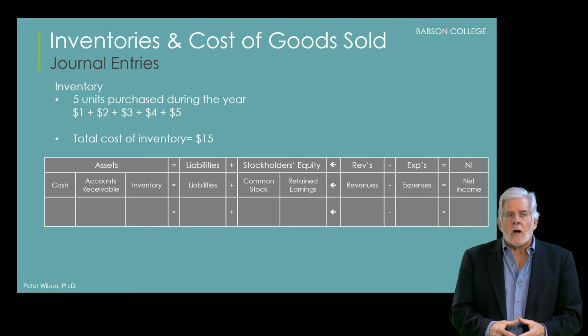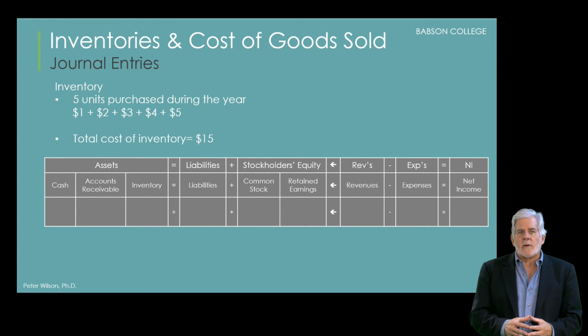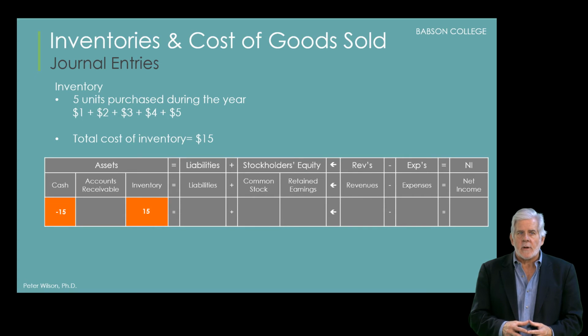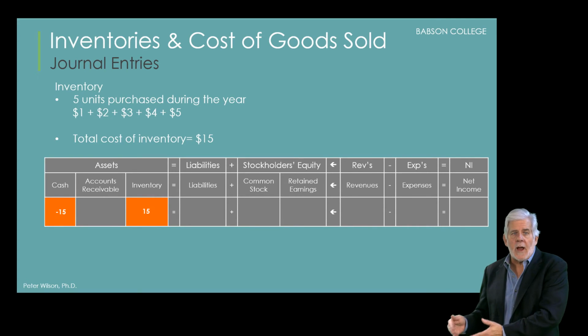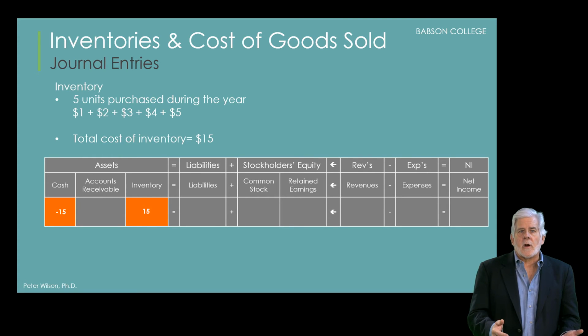Now that we understand the cost flow assumptions, let's look at the journal entries for inventories and cost of goods sold. First, the purchase of the inventory is pretty straightforward. Here, inventory is purchased for cash, so cash decreases by $15 and inventory increases by $15. In the accountant's lingo, we are capitalizing the $15 cost as an asset, inventory, until the units are sold, at which point we will expense the cost of the units sold according to the cost flow assumption we've adopted.